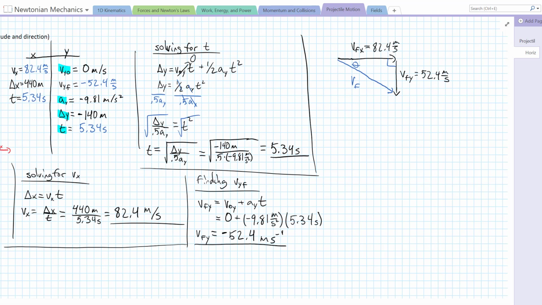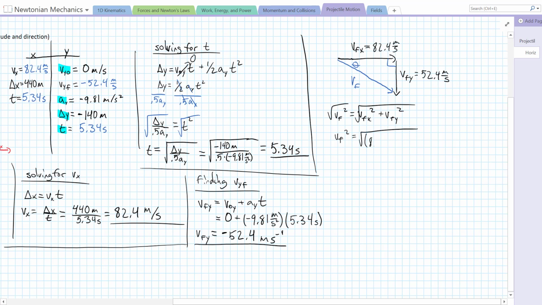So we can just use the Pythagorean theorem to find v final. v final squared equals v final x squared plus v final y squared. If we take the square root of both sides, we get v final is equal to the square root of 82.4 squared plus 52.4 squared. I'm omitting units just to make it easier. Oh, and I accidentally added an extra square on my v final, so let's get that erased. We plug it into our calculator, we get v final is equal to 97.6 meters per second. That gives us the magnitude of our final velocity.